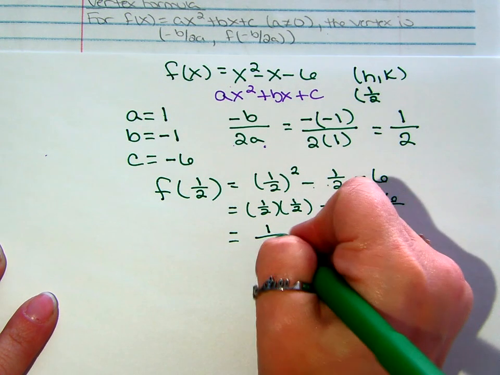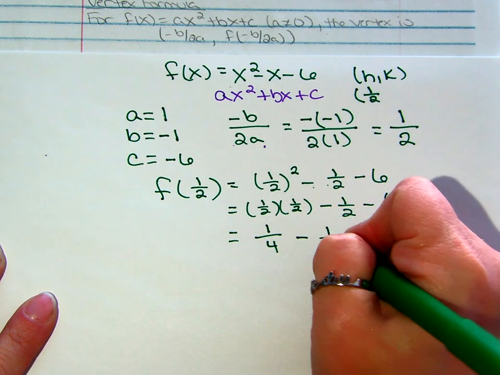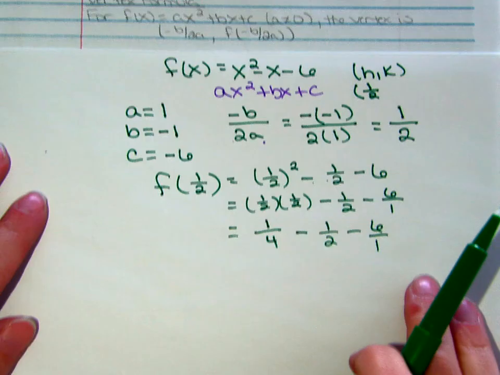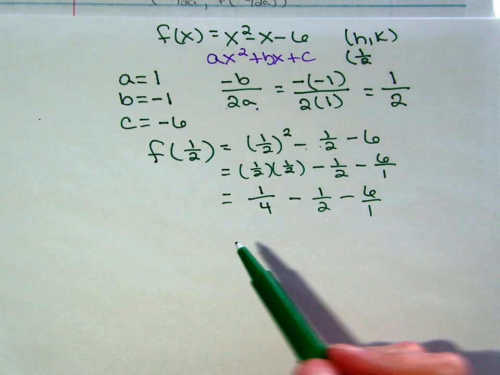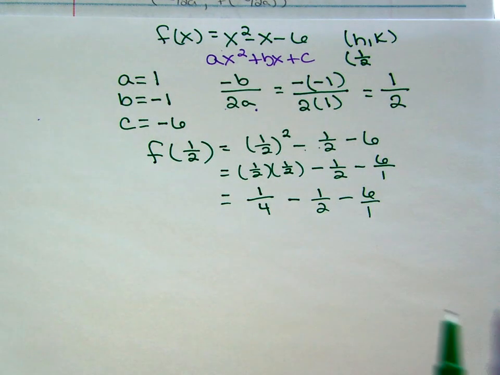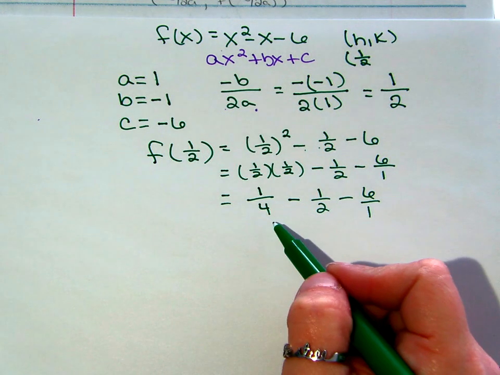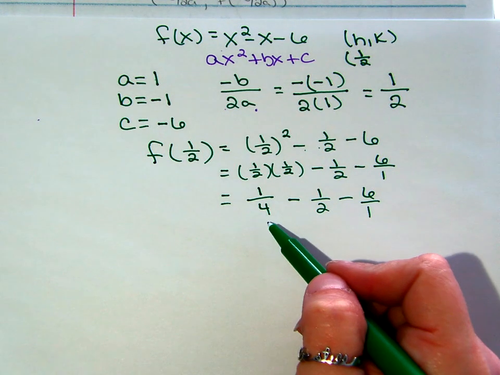Now, we have a long subtraction problem here. We have 1/4 minus 1/2 minus 6 over 1. What's the rule whenever we do subtraction or addition with fractions? We've got to get a common denominator. So if I look at my denominators, I have a 4, a 2, and a 1. Well, I can change 2 into 4. I can change 1 into 4. So I'm going to have 4 as my common denominator, which means I don't have to change my 1/4 at all. It can stay.